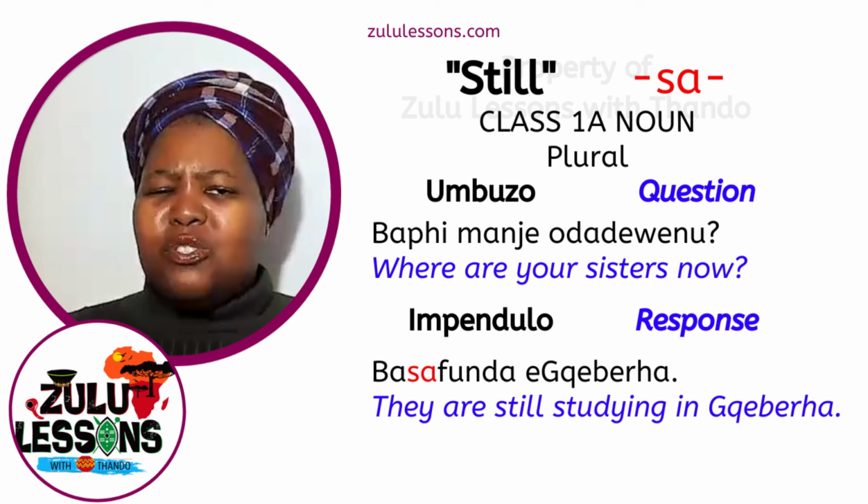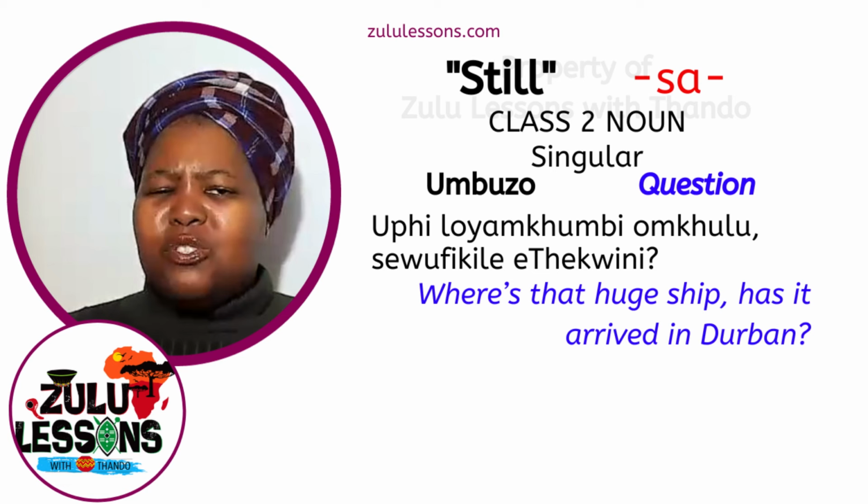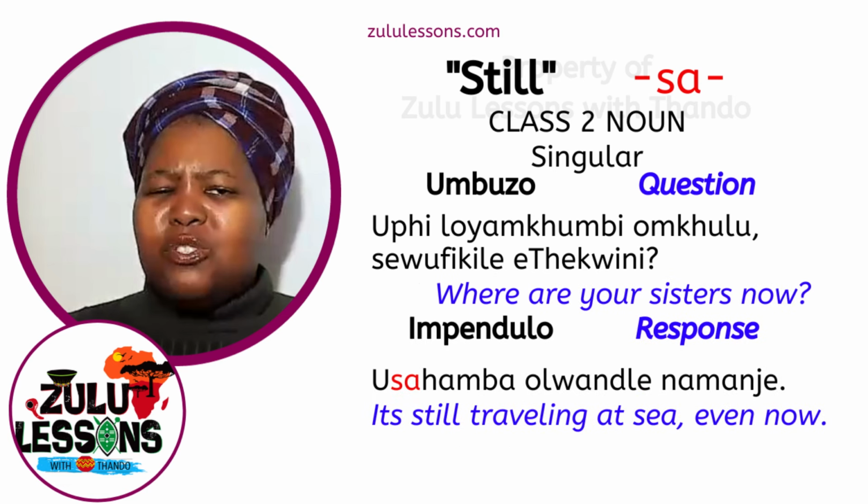Class 2. The singular looks like class 1 and 1A, but the plural is totally different. Uphi umkhumbi omkhulu? Sewufikile eThekwini? Where is that big ship? Has it arrived in Durban? Usahamba olwandle namanje. It's still at sea, still traveling at sea, even now. Namanje is even now.